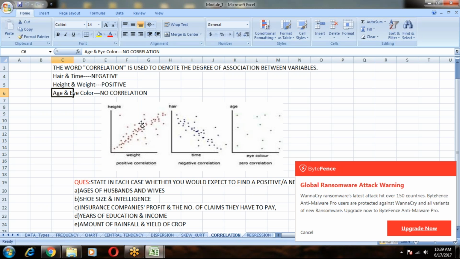And now if we plot this data set, considering two variables, for height and weight we get a line like this. It is positively sloped. Next one is negatively sloped, for what? Hair and time. And for age and eye color, because there is no correlation, we get a scattered plot, because we can't get any pattern, whether it is positive or negative. We can't find any pattern in our data set. So that's why we are calling it no correlation.